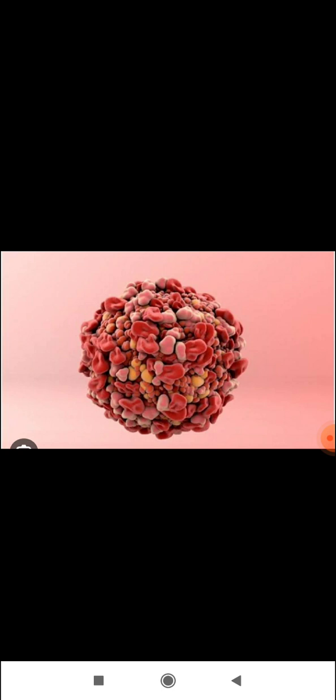So I want to ask: if we stop the DNA replication, that DNA copying in those particular cells, then cancer may not spread, and by this formula we can cure cancer.